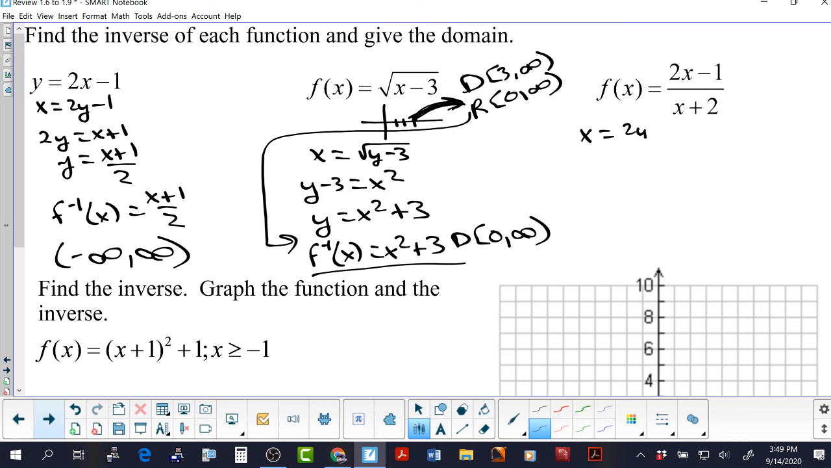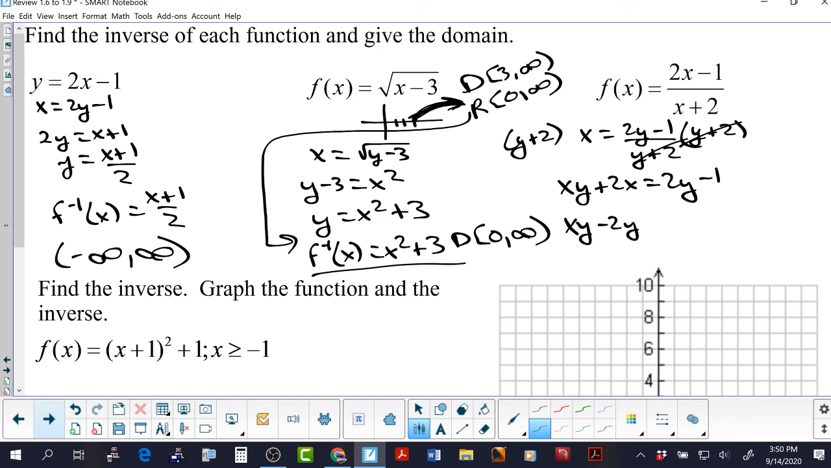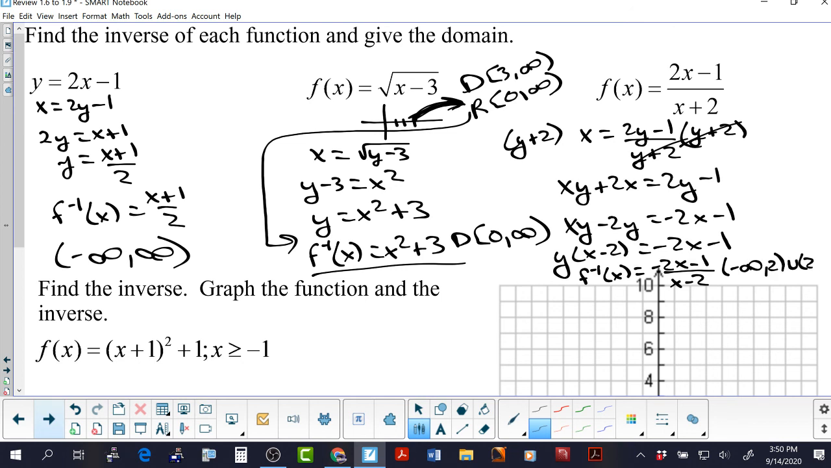Let's switch x and y here. So let's multiply by y plus 2. That gets rid of the fraction. Let's distribute: xy plus 2x equals 2y minus 1. Let's get the y's together and factor out the y. Well, now we've turned two y's into 1y. So f inverse of x equals negative 2x minus 1 over x minus 2. We can't allow the denominator to be 0, so we'll skip over 2.